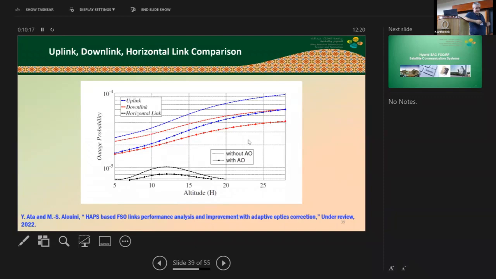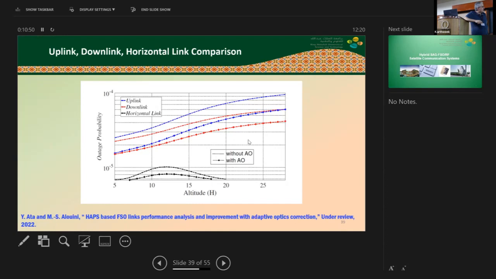So, here is a single link outage probability as a function of altitude. Here we are looking at particular HAPS, ground to HAPS type of performance, and we have three scenarios. We look at uplink, ground to HAPS, downlink, HAPS to ground, and horizontal. Horizontal is actually a very interesting application because typically you want to see HAPS to HAPS type of transmission. You can create your shared network in the stratosphere, right?